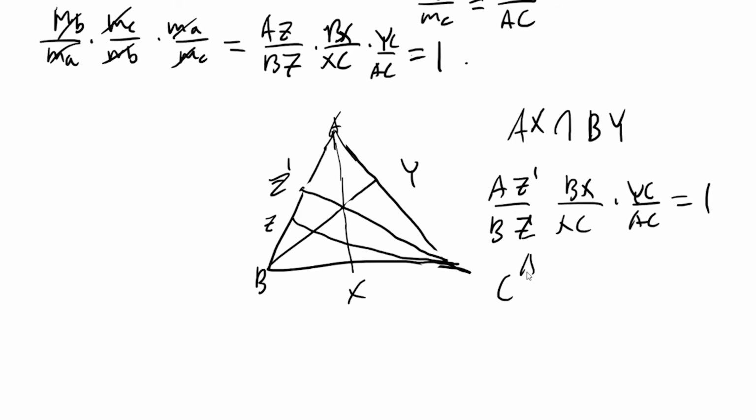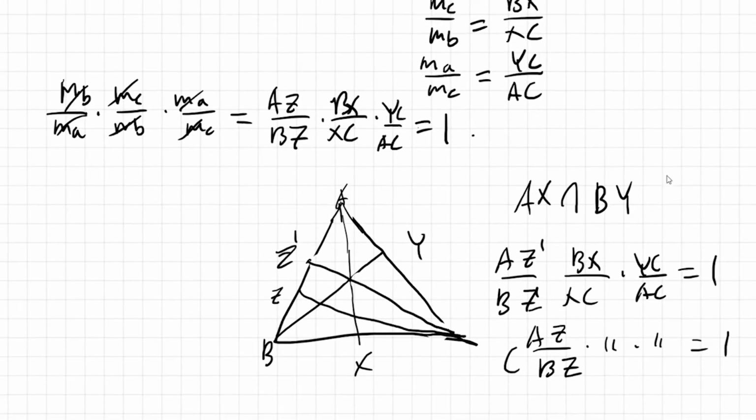But then AZ over BZ times ditto is equal to 1 as well. So then we clearly see that Z and Z prime have to be the same point. And this was just purely logic. So I guess we're still not doing math here.